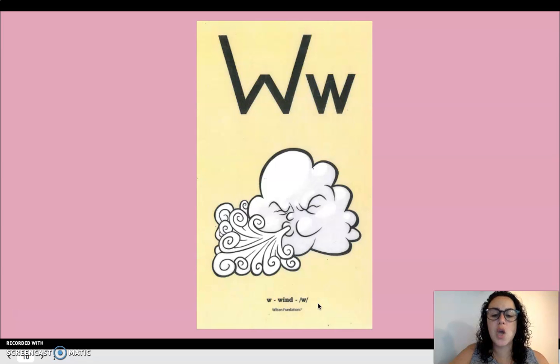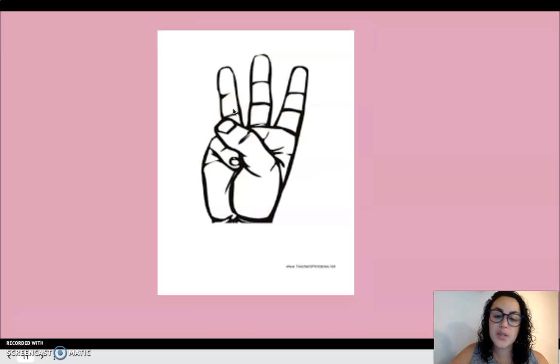W, wind, W. So when we see this letter, we know its name is W, but the sound it represents is W. And here's how we do it in sign language. To me, it kind of looks like a W. Do you see it? Down, up, down, up. It kind of looks like the letter. That makes it easy for me to remember this one. It's just 3 fingers up to make the W.